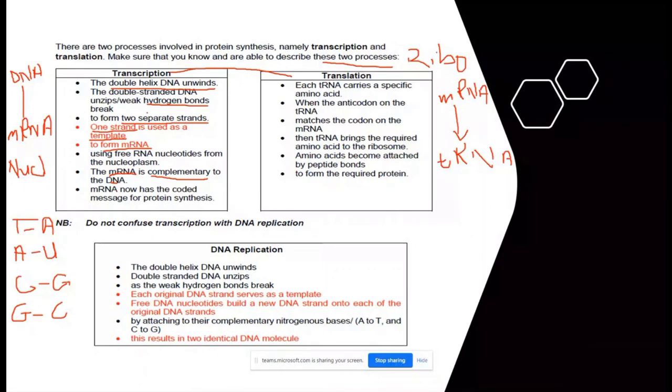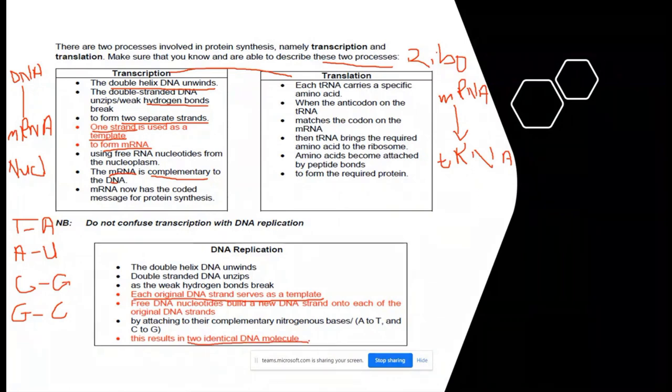Right. Remember the difference between transcription and translation. All the steps are the same except the ones in red. So here where you have one strand is used as a template in replication, each DNA serves as a template. Very important. And at the end, two identical DNA molecules are formed. If I can give you any advice, it's please study these three processes as is, verbatim, parrot fashion. One of them will be asked in the exam.